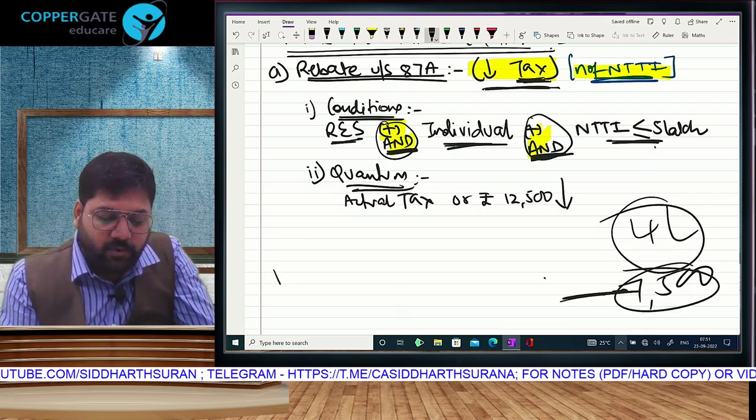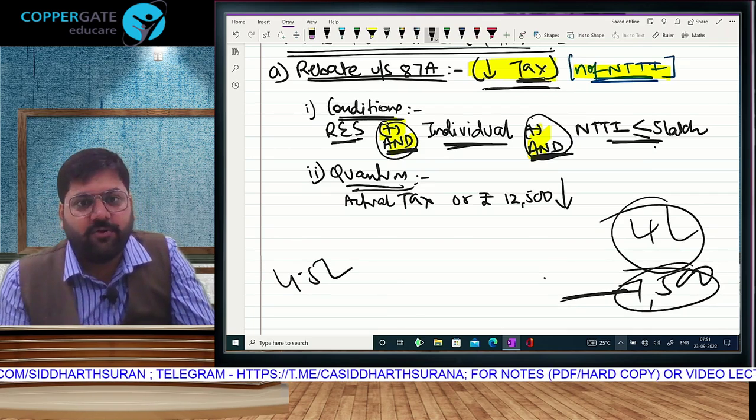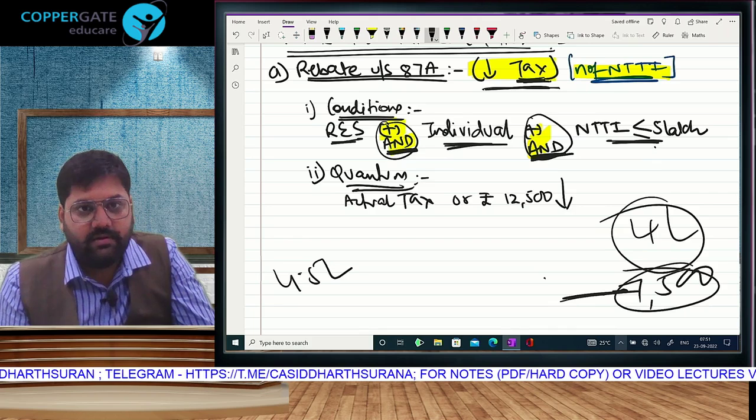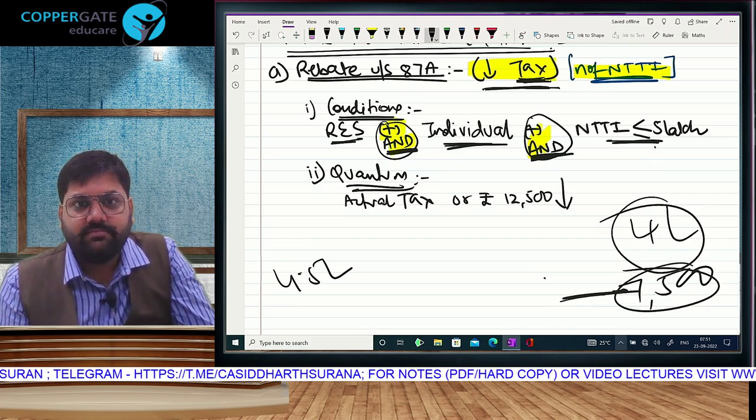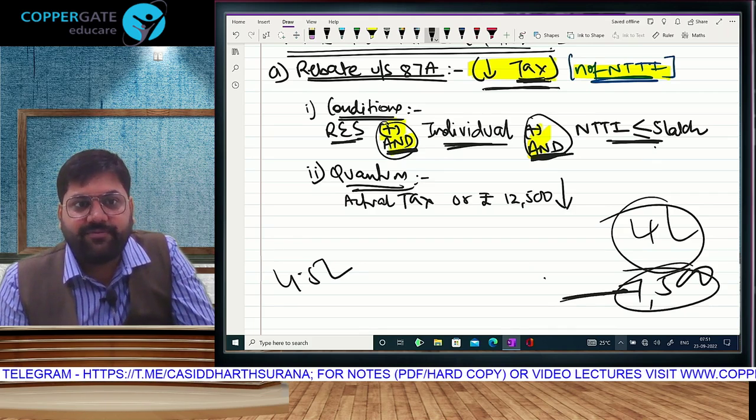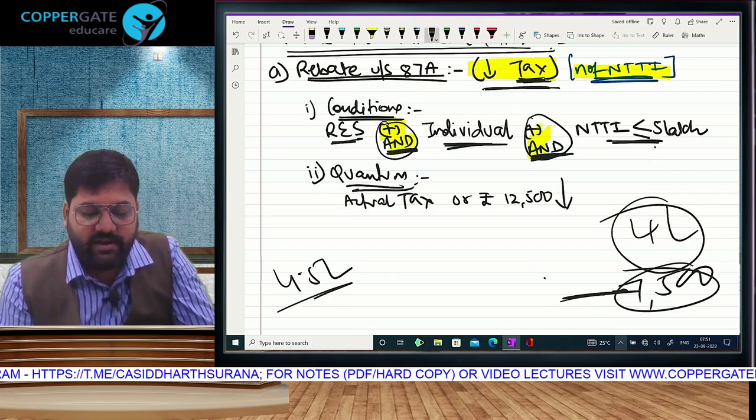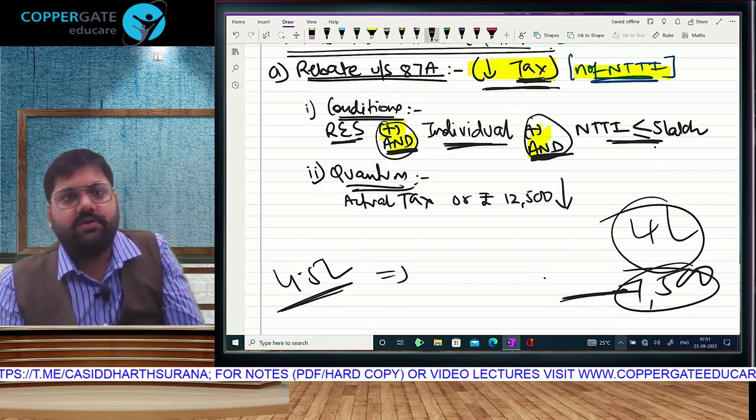Supposing the income is 4,50,000. Other two conditions fulfilled. Resident, individual, 450. Is the assessee eligible for rebate? Will we calculate rebate first? No. First calculate actual tax on 450. Come on.